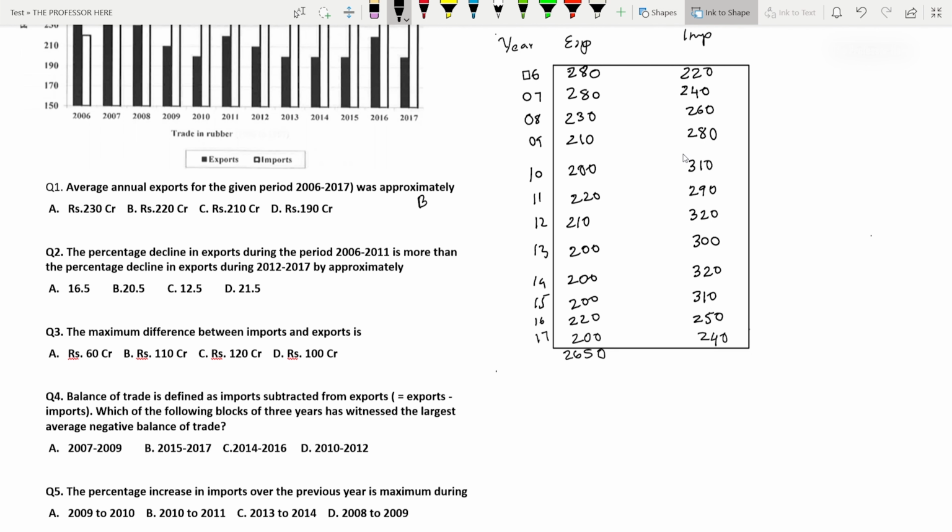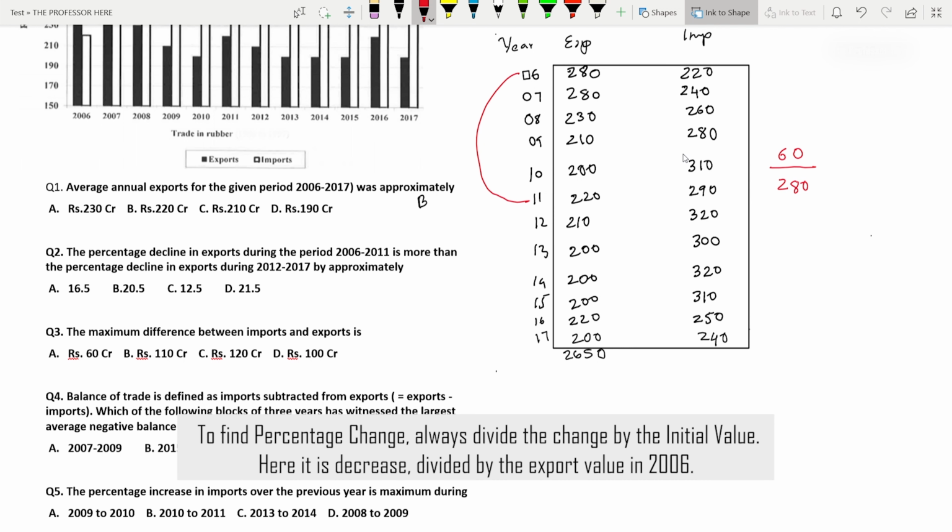Question number 2. The percentage decline in exports during the period 2006 to 2011 is more than the percentage decline in exports during 2012 to 2017 by approximately. So let's first find the percentage decline in exports during the period 2006 to 11. In 2006 the exports was 280 and in 2011 it is 220. So there is a decline of 280 minus 220, 60, divided by 280. 280 is the value of export in 2006, so that's the value you have to take, into 100.